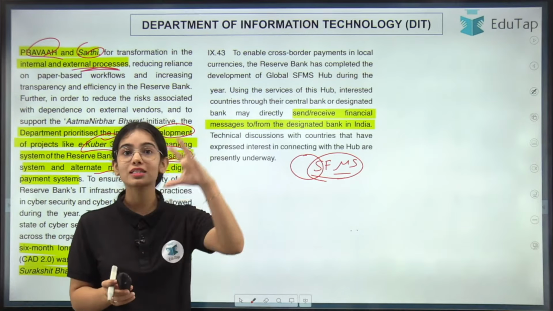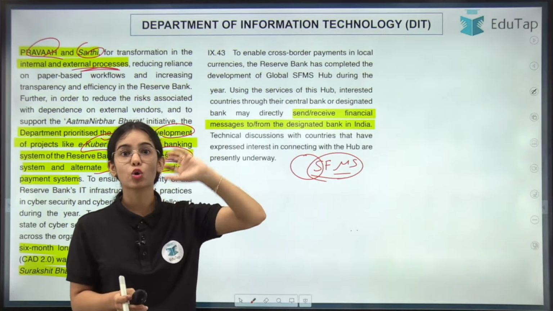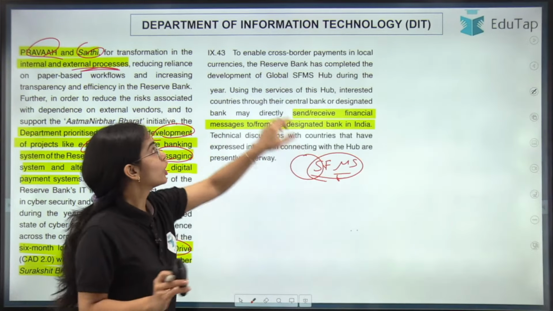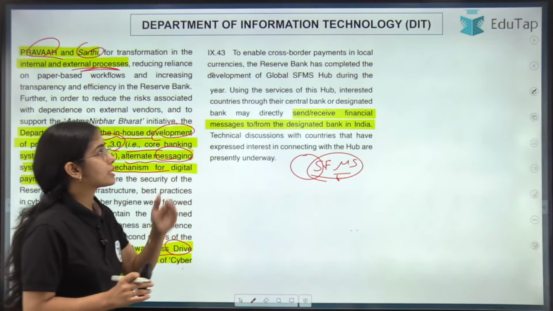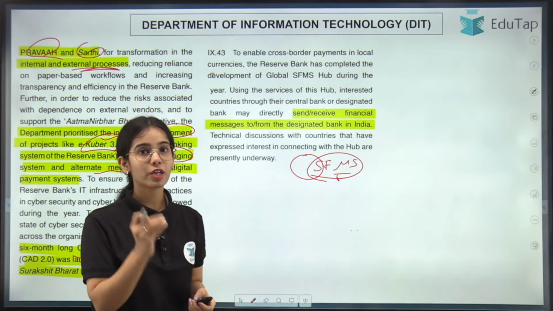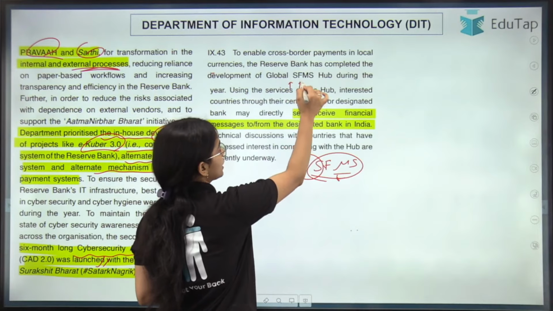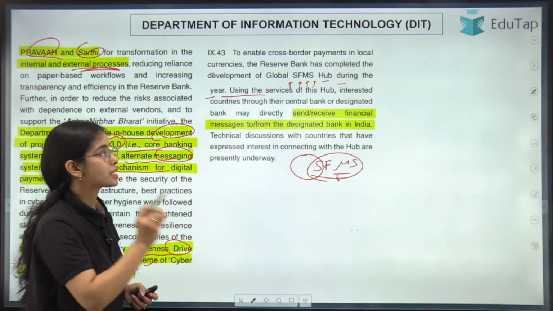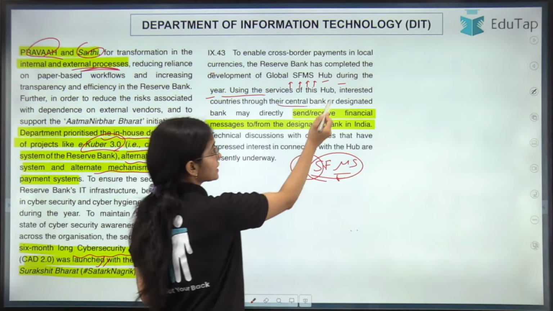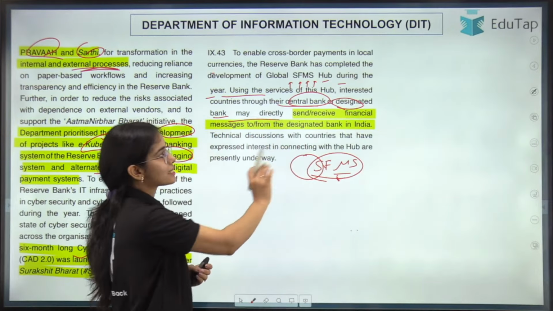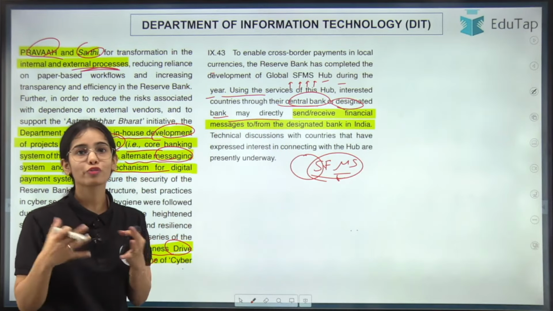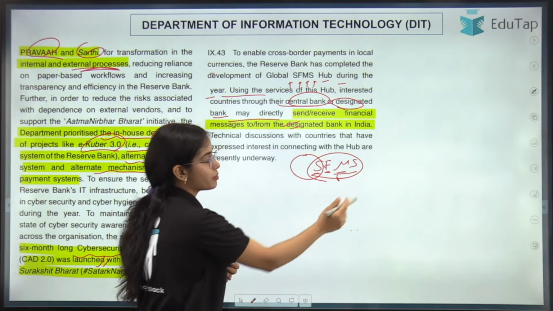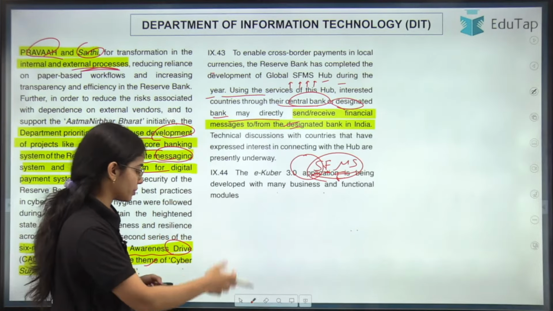Yes, at the global level, there is SWIFT, right? That is used by the countries all over the world. So now India is developing its own messaging system. So that is quite good. To enable cross-border payments in local currencies, the Reserve Bank has completed the development of the global structured financial messaging system hub during the year. Using the services of this hub, interested countries through the central bank or designated bank may directly send or receive financial messages to or from the designated bank in India. So this is the structured financial messaging system developed in India by RBI.